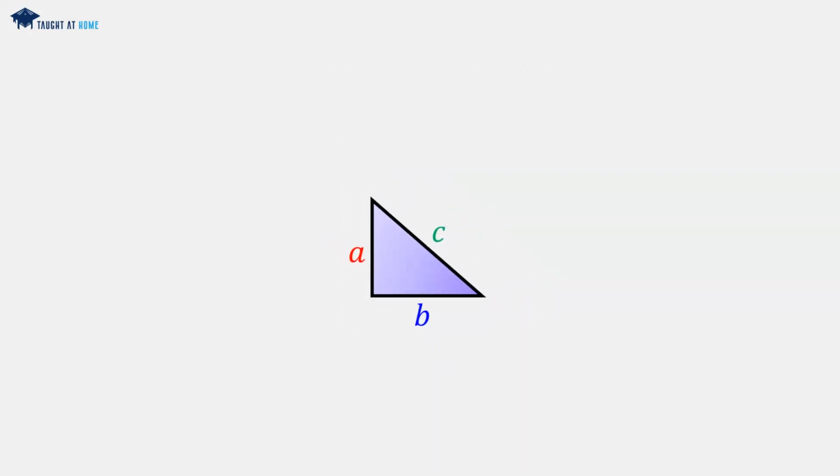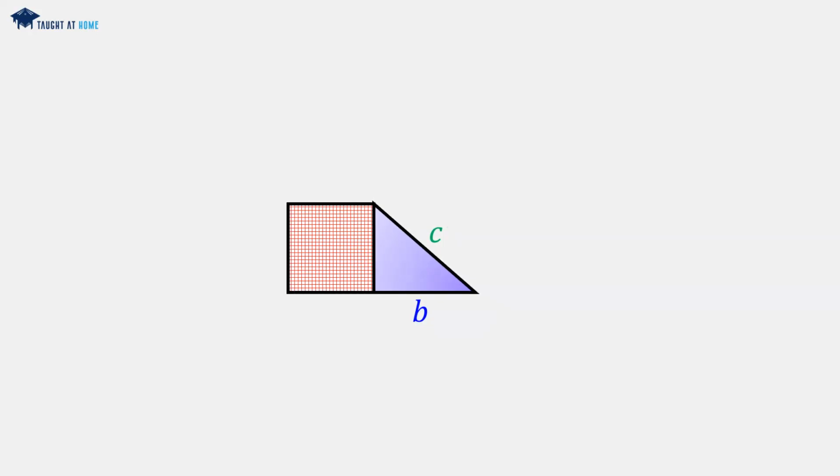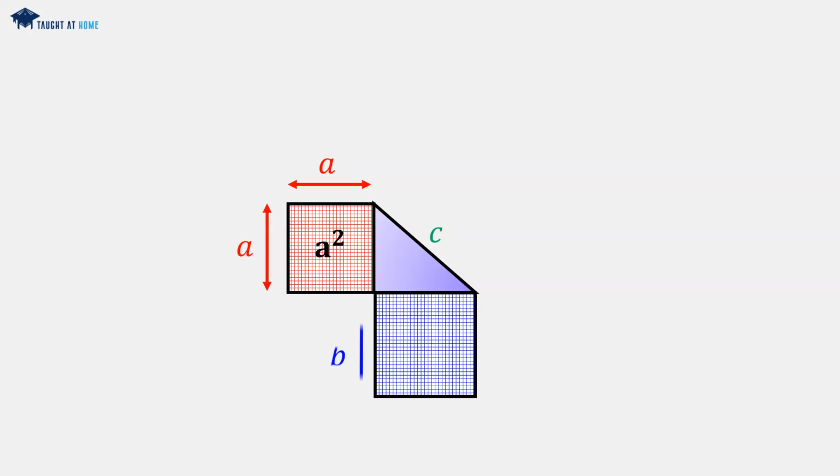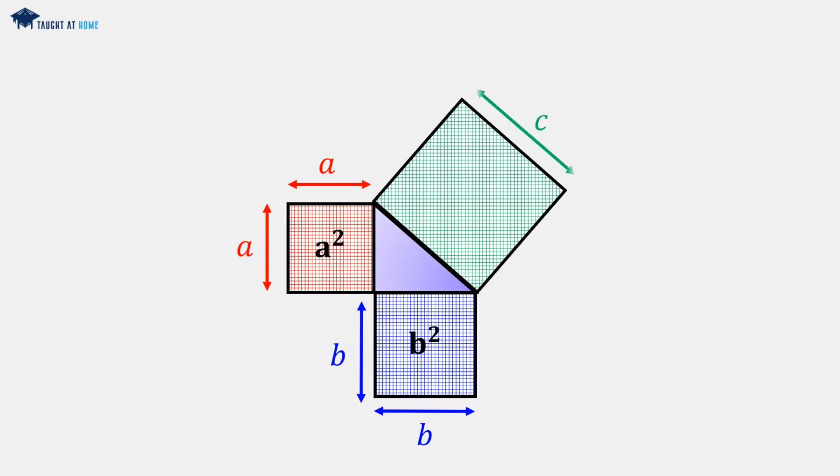Now, say we were to extend a square from side A, which has a length of A and a height of A, then the area of this square would be A times A, which is A squared. Let's extend the square from side B with a height B and a width B. The area of this square would be B times B, which is B squared. And let's do the same for C with a length of C and a height of C. The area is going to be C squared.